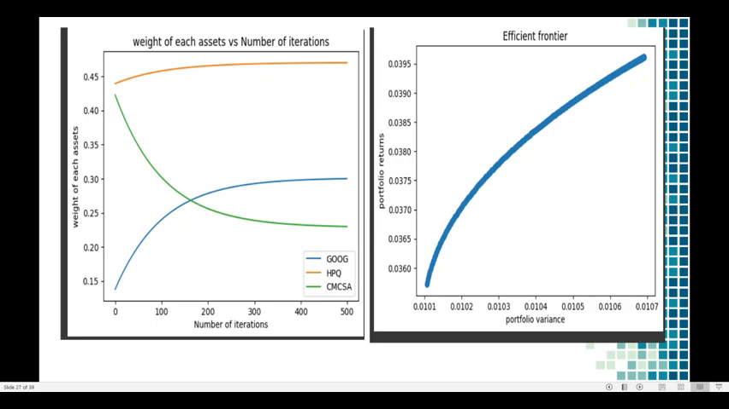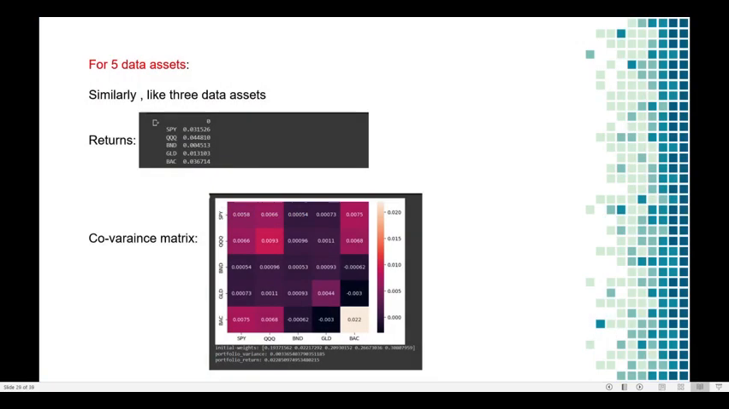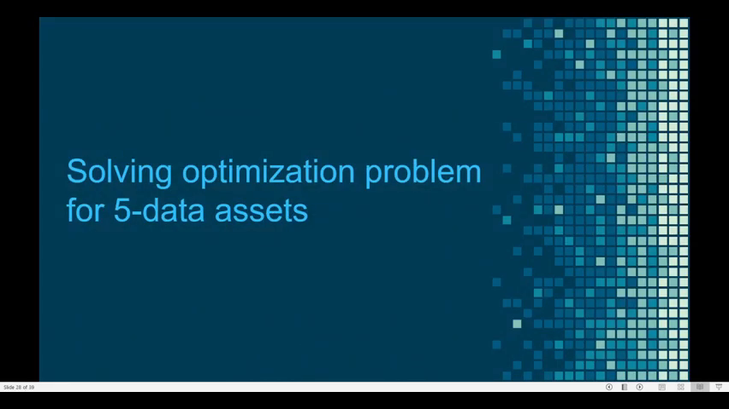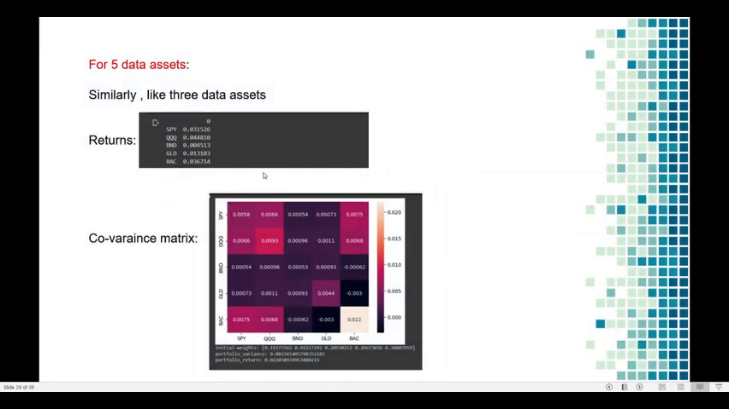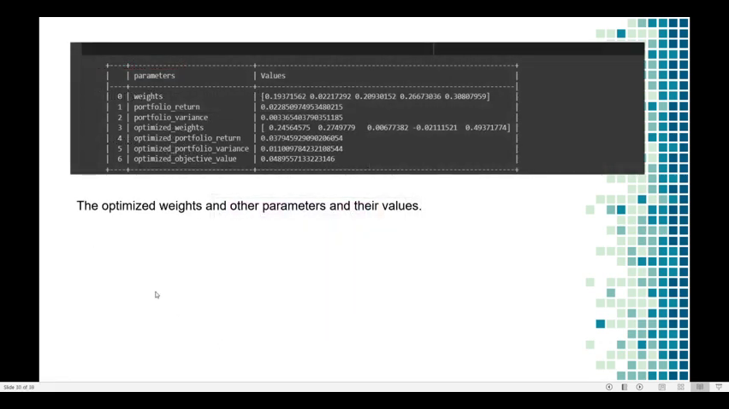If we do similarly for the 5 data assets, I choose a few additional stocks, and we get this covariance matrix, and these initial weights. Initially the weights are these, and after solving we get these optimized weights.